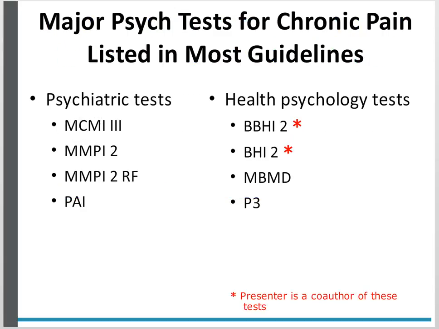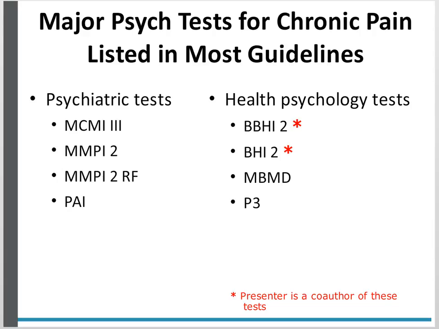If you review guidelines for chronic pain, some talk about psychological assessment, and some go on to discuss particular psychological tests. Of those that do, you will generally see these 8 tests. All of them are standardized. These tests fall into 2 broad categories. Some are psychiatric tests. These are tests designed to measure psychiatric conditions such as depression, psychosis, personality disorder. These tests were designed for use in mental health settings.